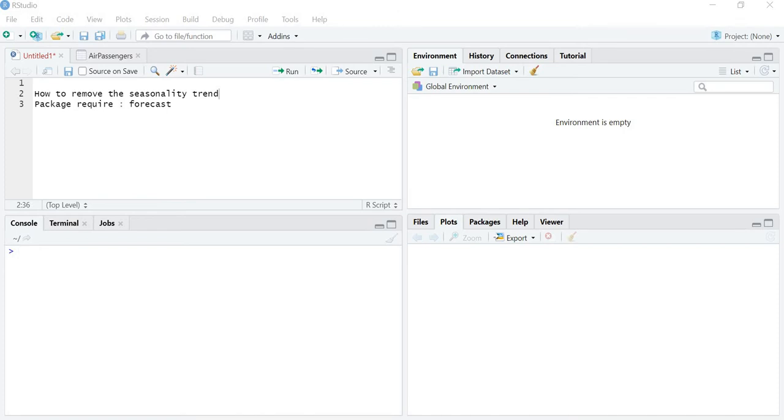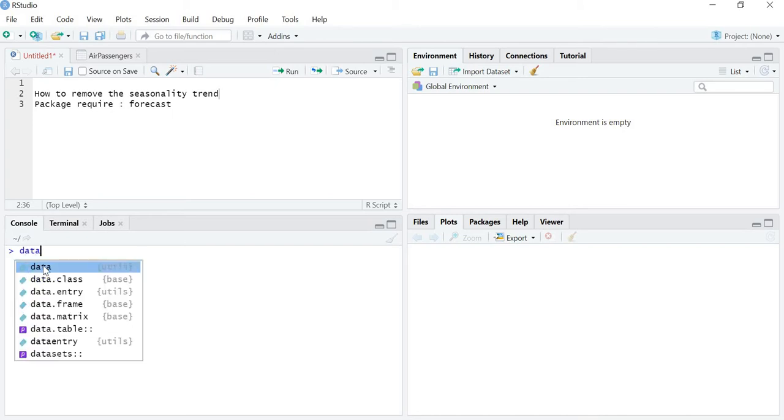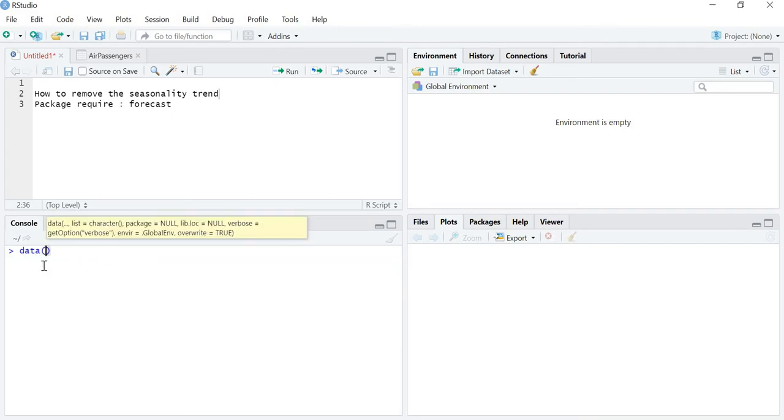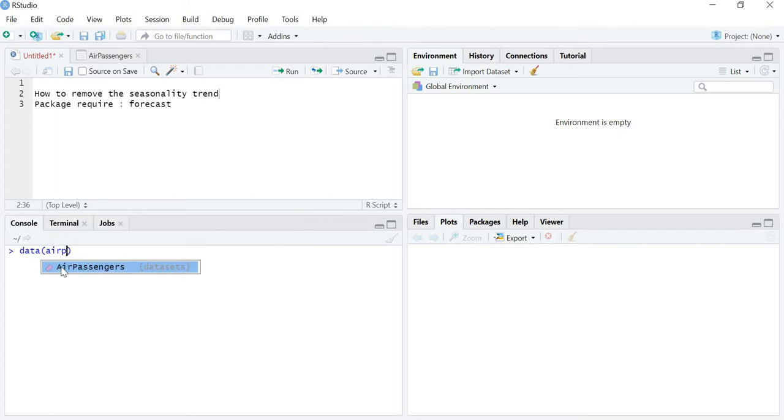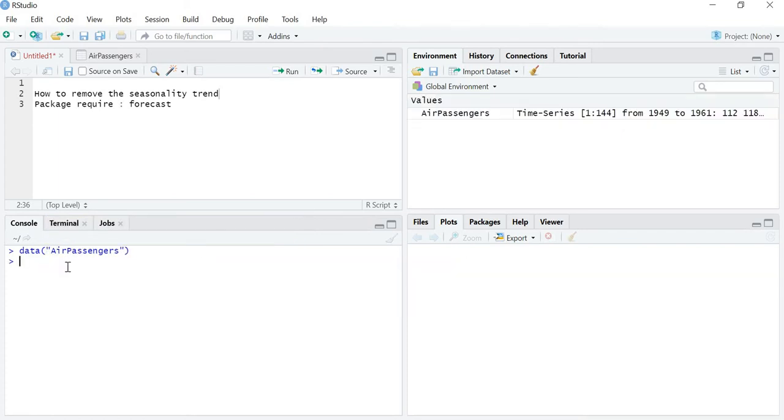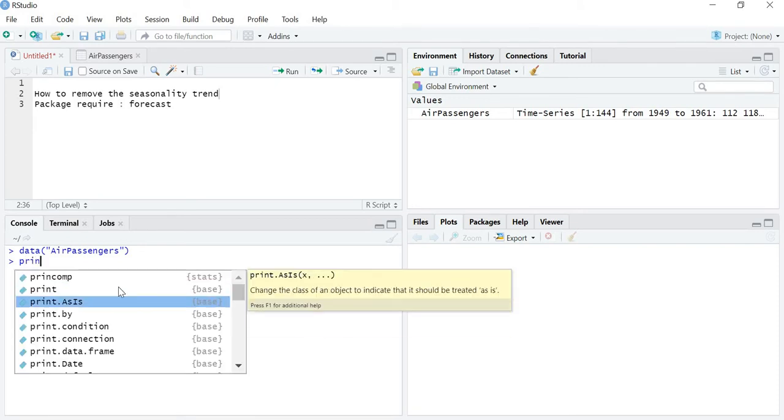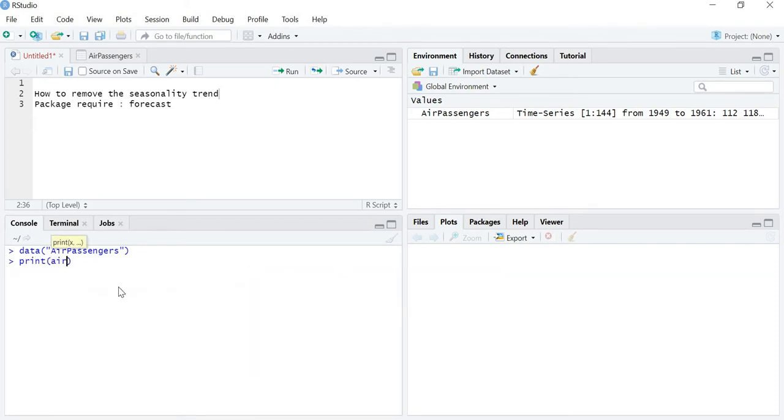Now in this I am using the inbuilt data of R. There is an inbuilt data named AirPassengers. So let me get that data from R. You have to write data(AirPassengers). Now this is your inbuilt time series data in R with the name AirPassengers. So let me print it. Print AirPassengers.